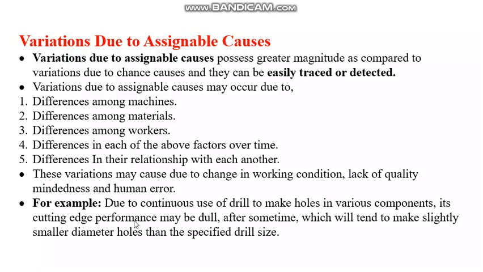For example, due to continuous use of a drill to make holes in various components, the cutting edges of the drill may become blunt and the performance may be dull. So after some time, it will make slightly smaller diameter holes than the specified drill size. You see, this is an assignable cause. You will be able to detect it.